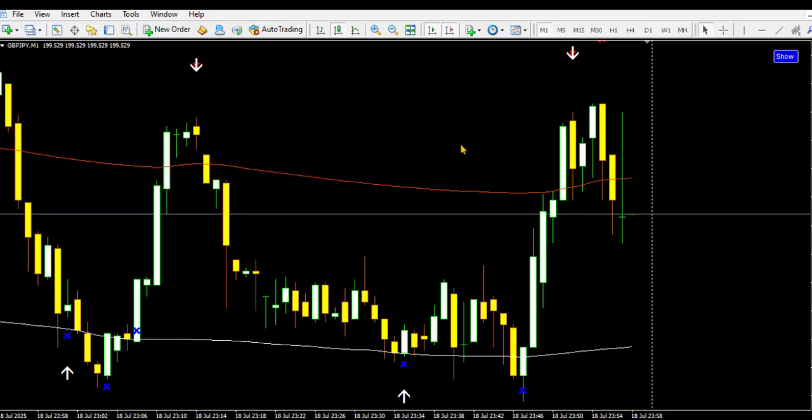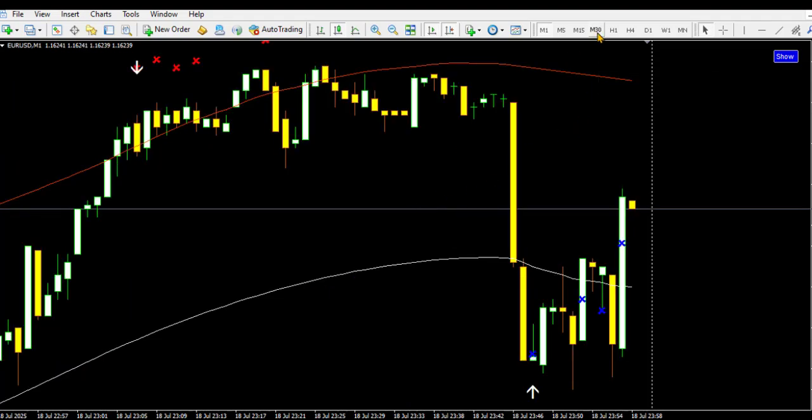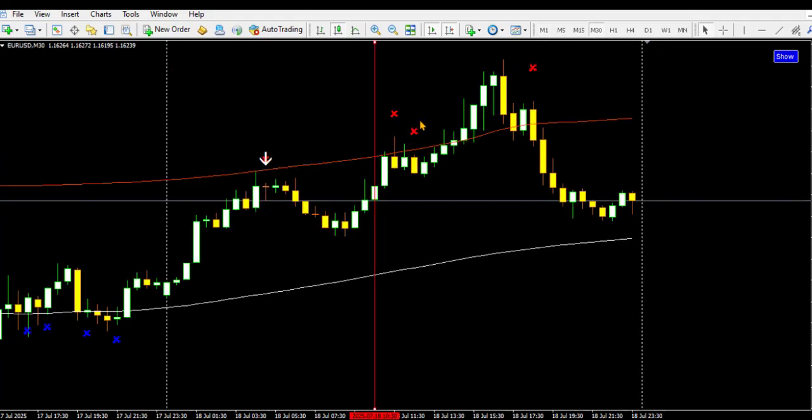Now let's check it on another pair. This is Great Britain Japanese yen. Let's check another pair. Now let's check it on the 30-minute time frame. This is Euro USD, and this is where we have the arrow on 30 minutes.